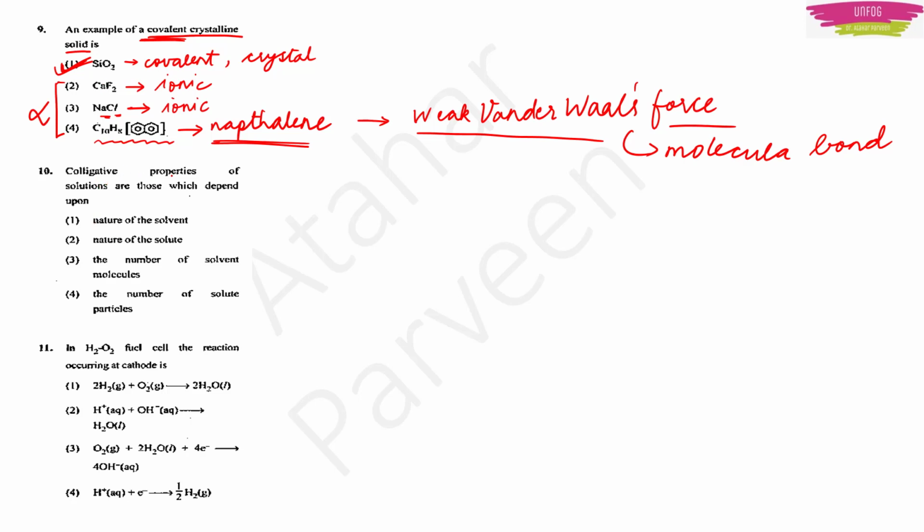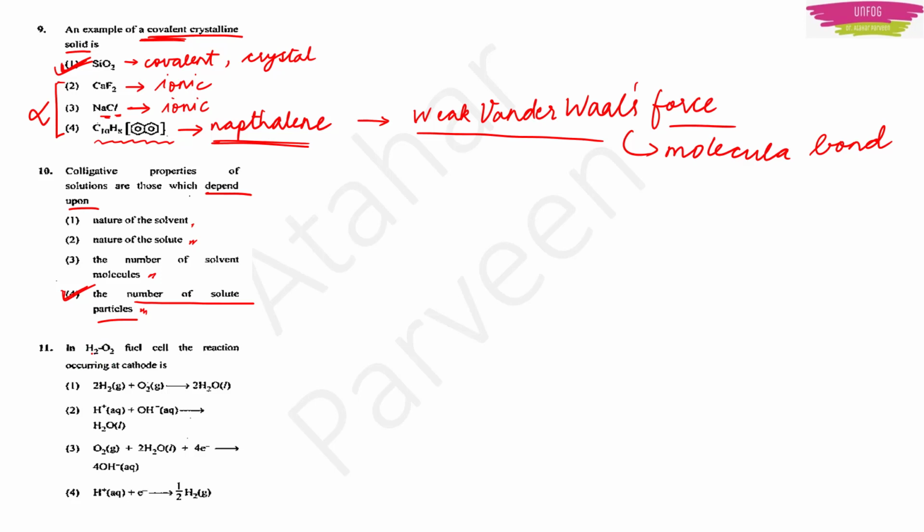The next 10th question is: colligative properties of the solutions are those which depend upon. The options are nature of the solvent, nature of the solute, the number of solvent molecules, and the number of solute particles. Actually, the colligative properties are those which depend upon the number of the solute particles. So the fourth option is the correct answer. It does not depend upon the nature of the solvent, the nature of the solute, or the number of solvent molecules. It only depends upon the number of solute particles.